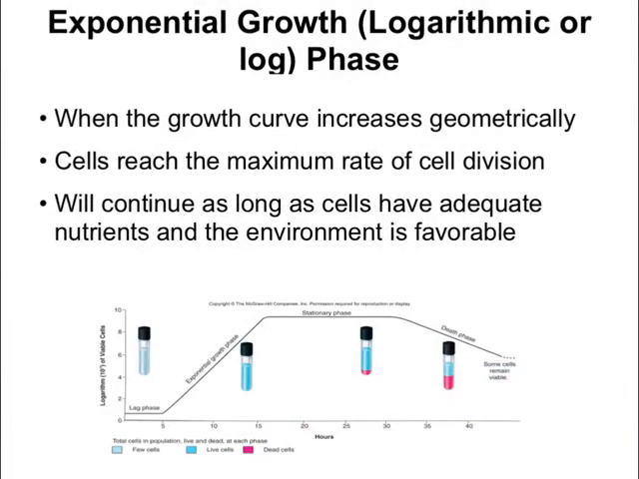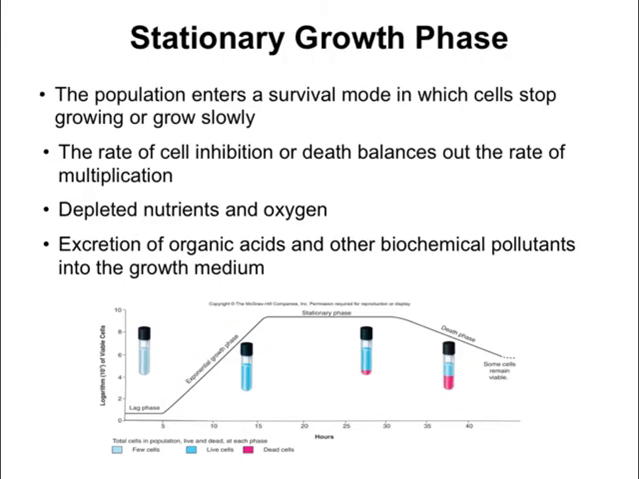Then we enter the exponential or logarithmic phase. During this phase, the growth curve increases geometrically, and cells reach a maximum rate of cell division. We still have plenty of nutrients, so that's not holding them back. And this will continue as long as there's adequate nutrients and the environment's favorable. But if it gets too hot or too acidic or there's not enough nutrients, then that rate of growth will decline. Next, we move into the stationary growth phase.